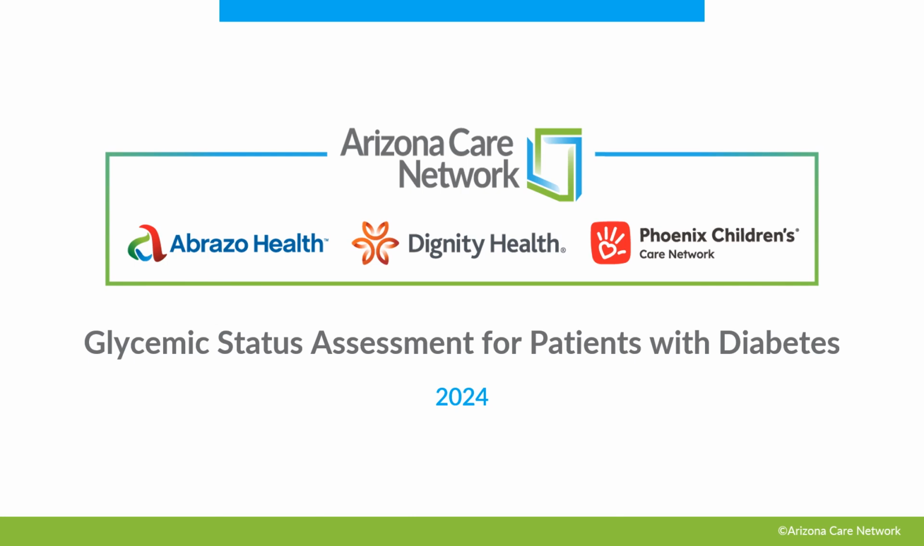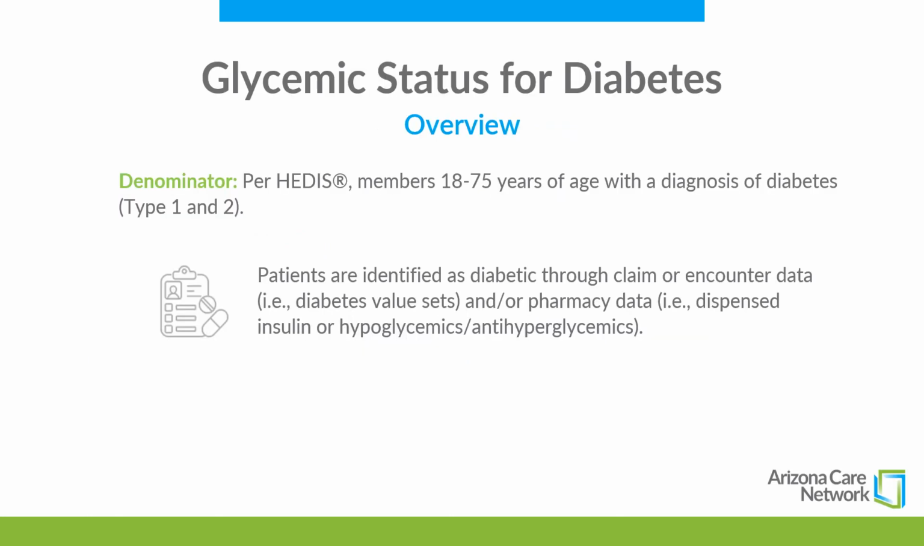Today's quality measure is glycemic status assessment for patients with diabetes. For HEDIS, the measure title was previously known as hemoglobin A1C control for patients with diabetes. It has been revised to glycemic status assessment for patients with diabetes. Payers include commercial and Medicaid.